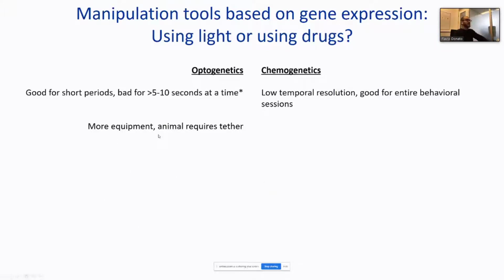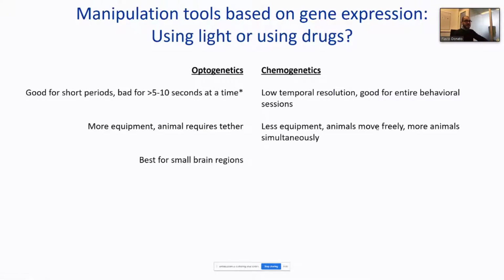Optogenetics needs more equipment, and the animals require the tether. You have a cable, which might impede some sort of behavior, while chemogenetics requires less equipment. The animals move freely. You can test more animals simultaneously because you don't need to connect to the laser. So you can really easily apply it for large-scale experiments. Optogenetics is best for small brain regions. And I want to ask you, because you should know, why is it good for small brain regions?